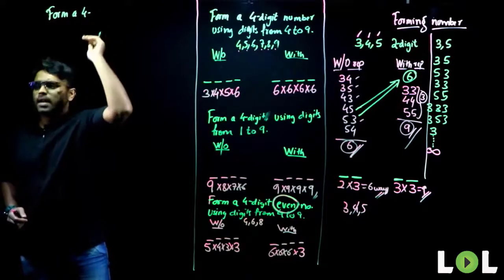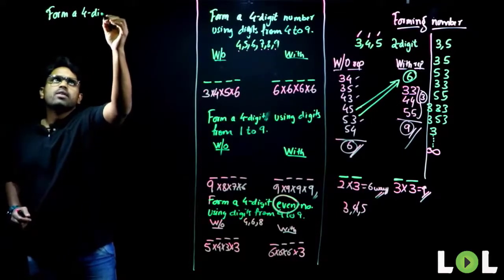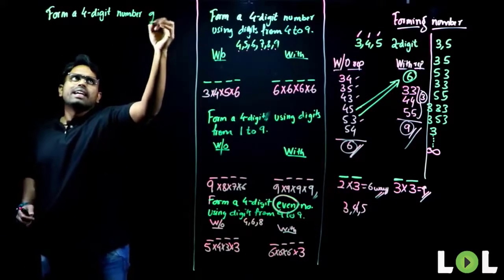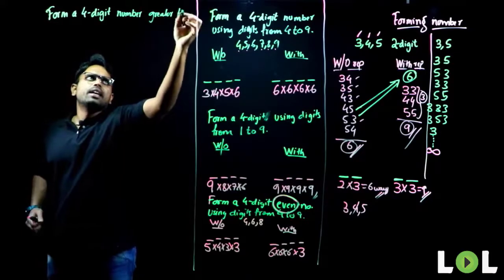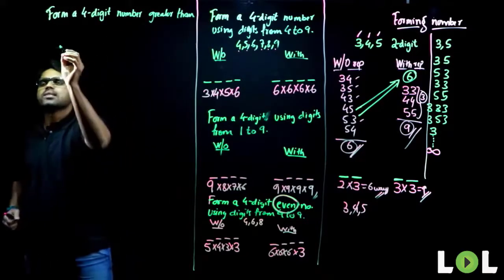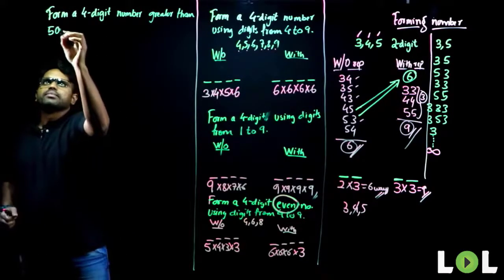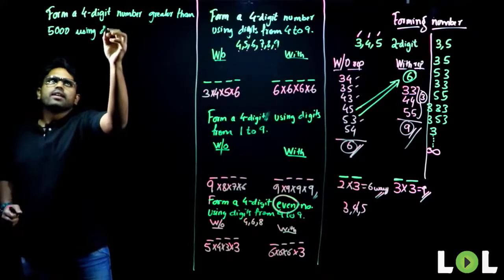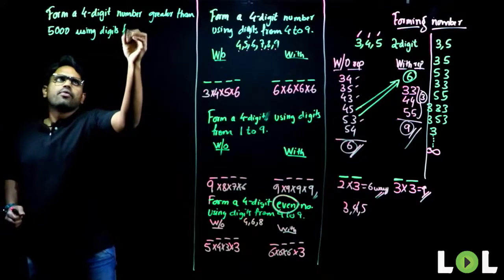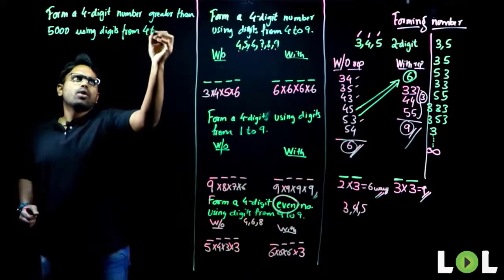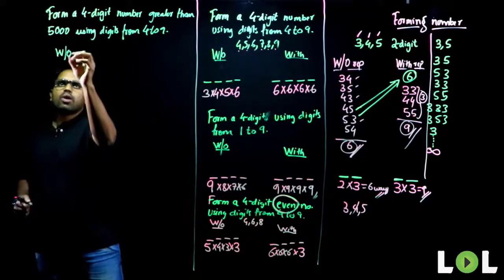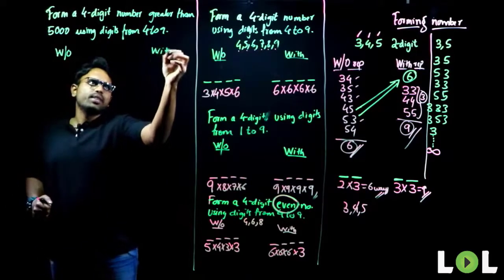Form a 4-digit number greater than 5,000 using digits from 4 to 9. Again, 2 cases we will solve always, without and with repetition.